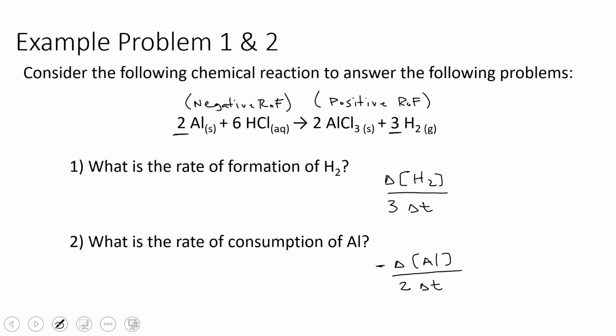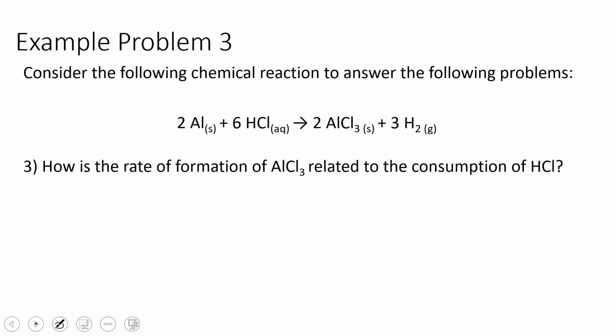Okay. Now there's also a third way you can get a reaction rate question. And it could read, how is the rate of formation of AlCl3 related to the consumption of HCl? So if they ever ask you to relate two reaction rates, what you just have to do is set them equal to each other. So what this really translates to is set the rate of AlCl3 equal to the rate of HCl. You do them independently and then set them equal to each other, and the answer could be formed in a couple of different ways. So let's just do that first, right?